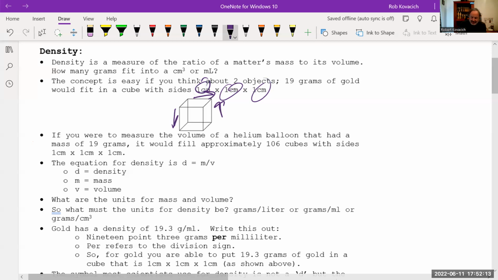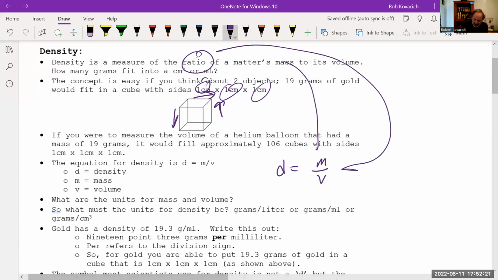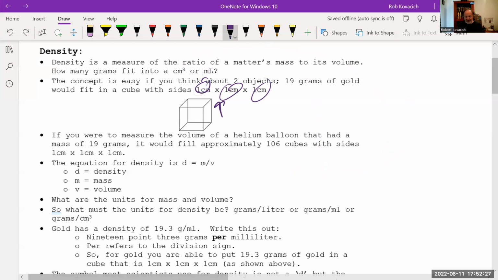The equation is density is equal to mass divided by volume. So there we go, a ratio of a matter's mass to a matter's volume. Awesome. We're not going to use the equation in this class. We know what it is, and that's fine. We're going to use the units to calculate how to figure out the density of an object.